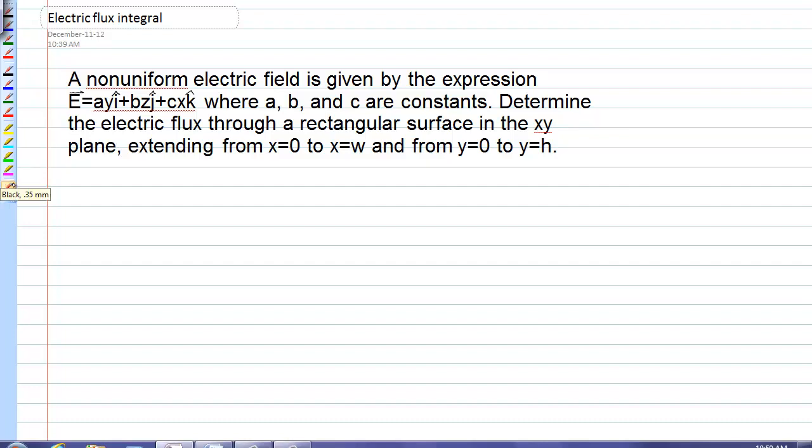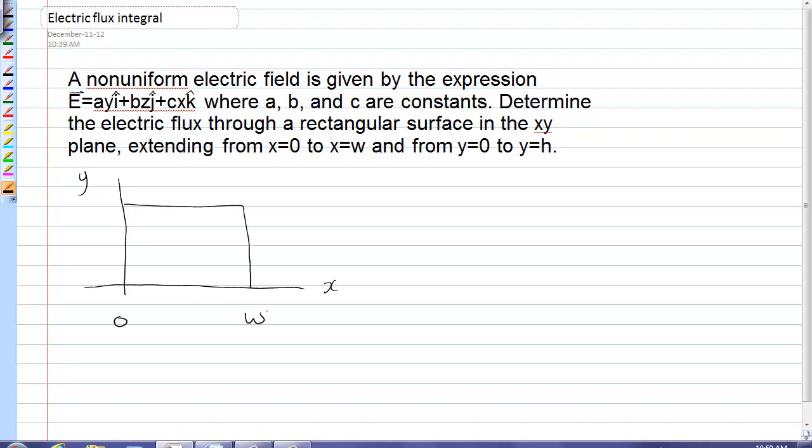In this problem, we're calculating electric flux through a flat surface. The flat surface will be in the xy plane. It extends from x equals 0 to w and from y equals 0 to h. Any area vector that I represent that area with is going to point either in the k hat direction or the negative k hat direction.